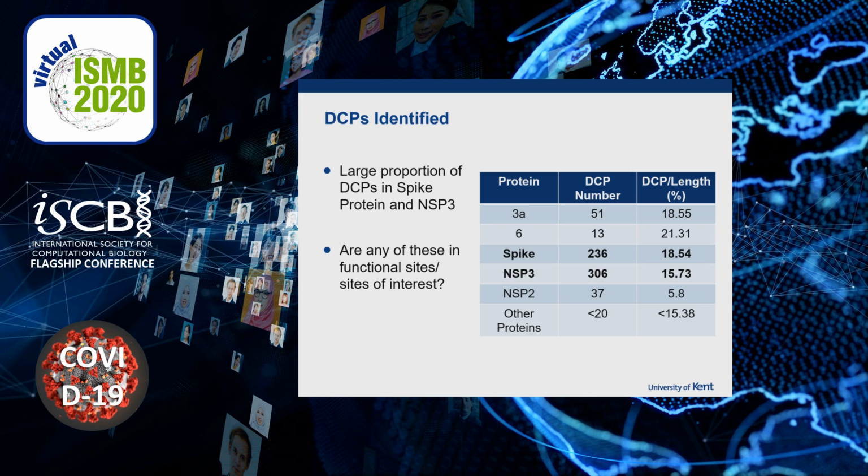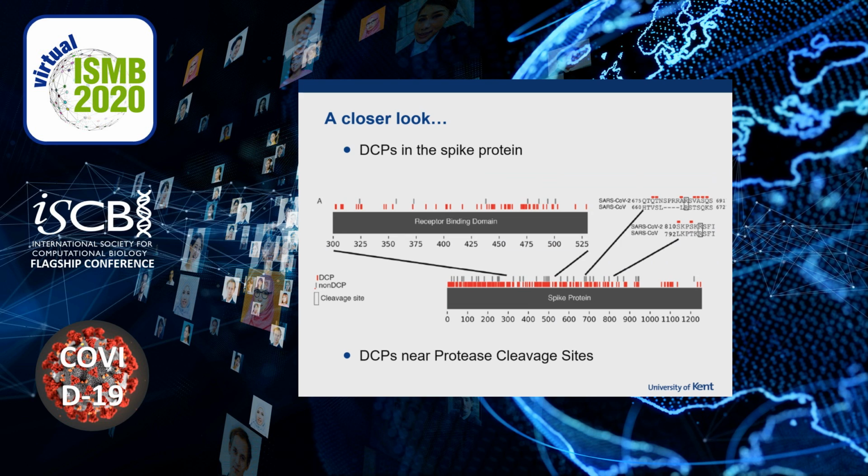In particular, we were interested in the spike protein because it's been shown to be key for facilitating virus entry into the host. So we wanted to identify if any positions in the spike protein were in functional sites or sites of interest. So we had a look at where the DCPs were found in the spike protein. In this figure, in red, we have the DCPs which span across the spike protein. In grey, we have DCPs that we identified between the two reference sequences for SARS-CoV and SARS-CoV-2, but were then no longer classed as DCPs when the alignments are fully populated. So it just shows that there is variation that occurs in the SARS-CoV-2 sequences.